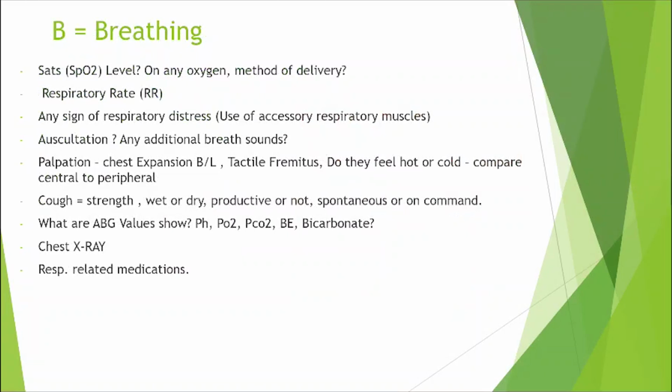Second is respiratory rate. We see whether the patient has a higher or lower respiratory rate, so always mention that. Next is any sign of respiratory distress. Is the patient using any accessory respiratory muscles? How is the patient breathing? Is the patient breathing through the mouth or through the nose? Is the patient using accessory respiratory muscles like sternocleidomastoid or levator scapulae? We can mention that as well.